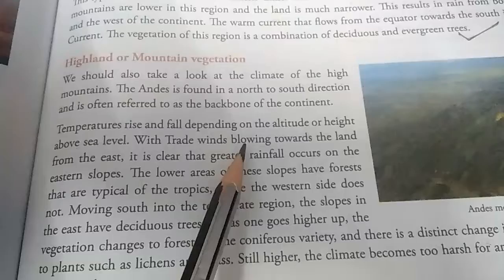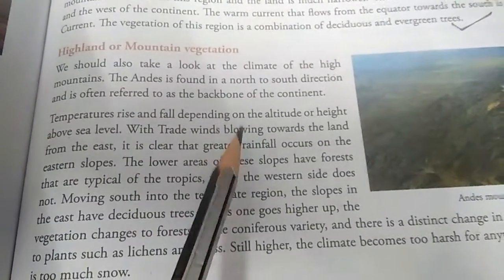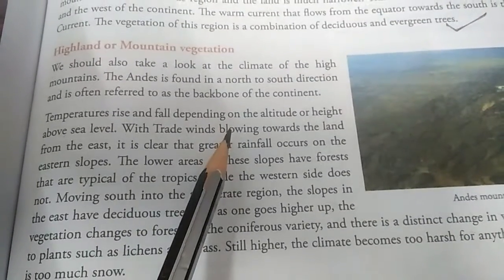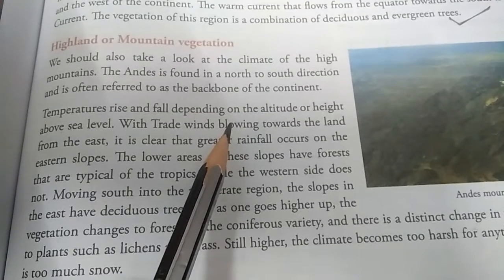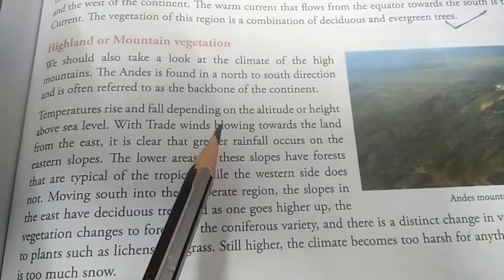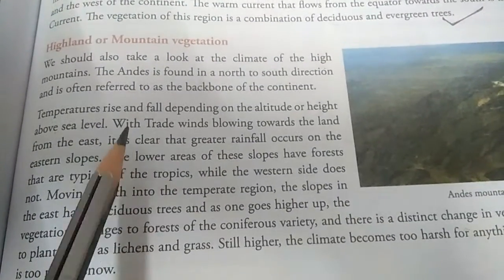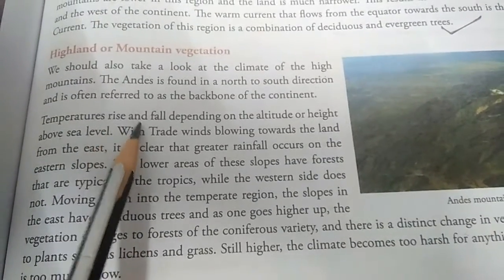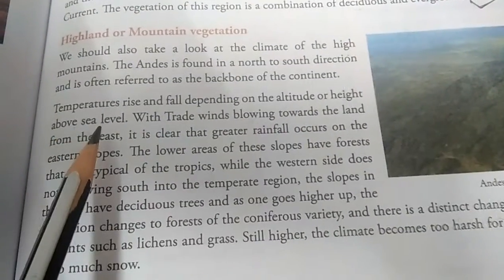Okay, so this mountain is a fold mountain, a young fold mountain, and it is very high. And as we know, when we go higher, the temperature falls because of the lapse rate. Okay, as we climb 165 meters above sea level, there will be a drop in temperature by 1 degree Celsius. So at the lower level there is more temperature, and when we climb the high mountains, the temperature falls depending on the altitude, that is the height above sea level.